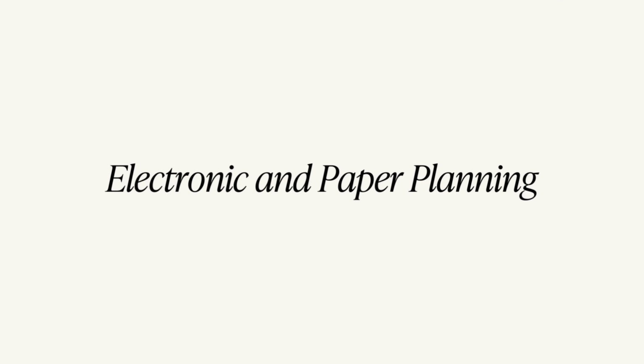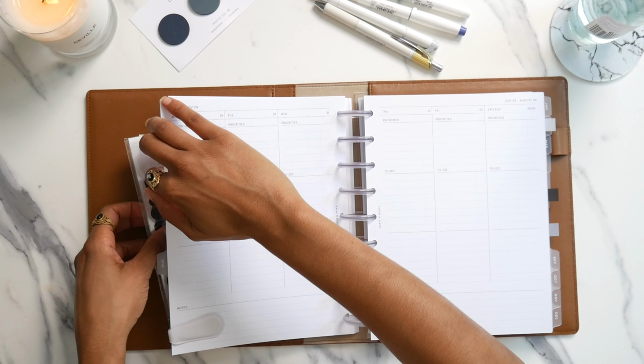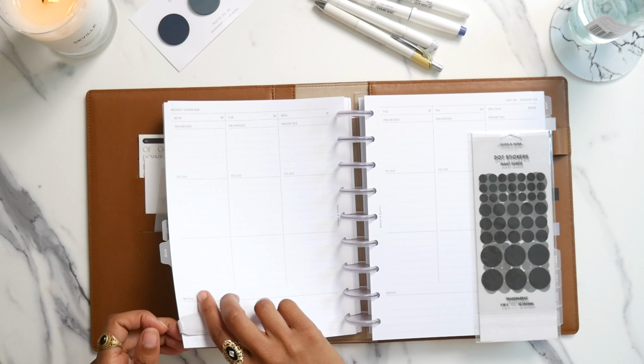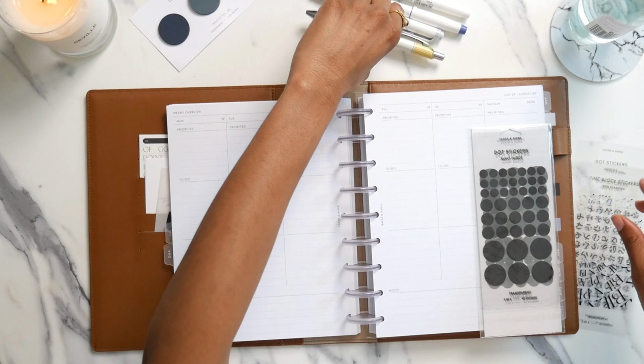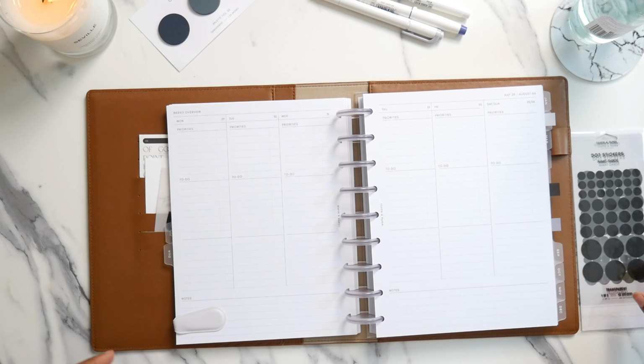Today I'm going to be using some dot stickers, some time block stickers, and I'm going to be working in the month of August. So I already got this clip for where I'm going to start planning, and let's get started with the first day of the week. We're gonna do Monday. So I'm gonna fill this out for you guys.